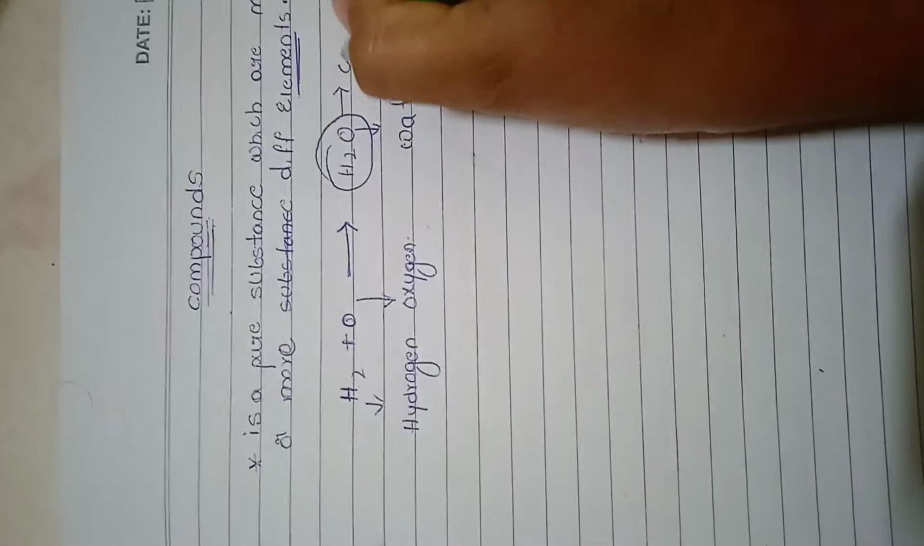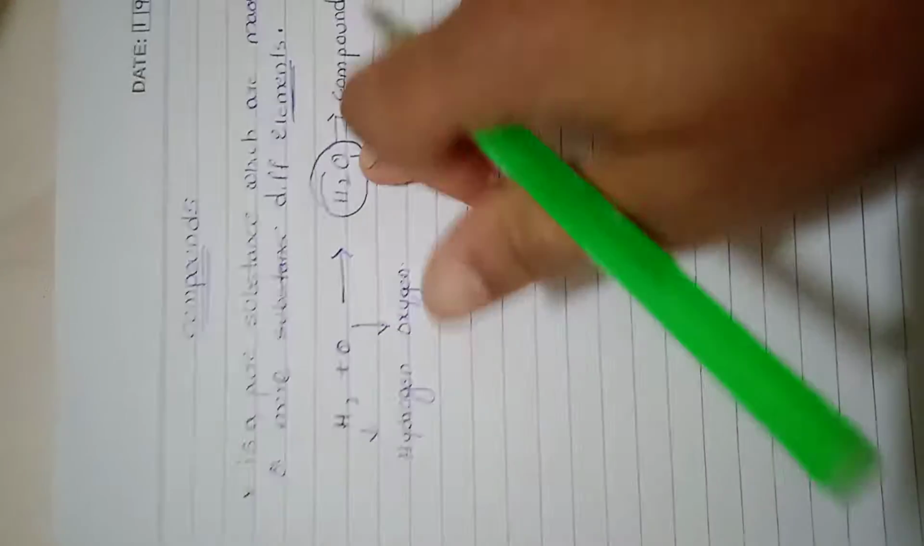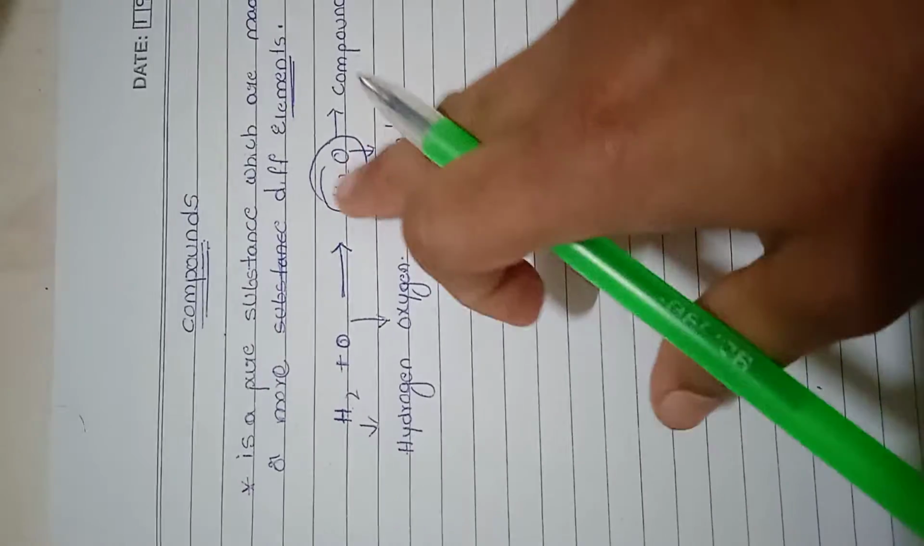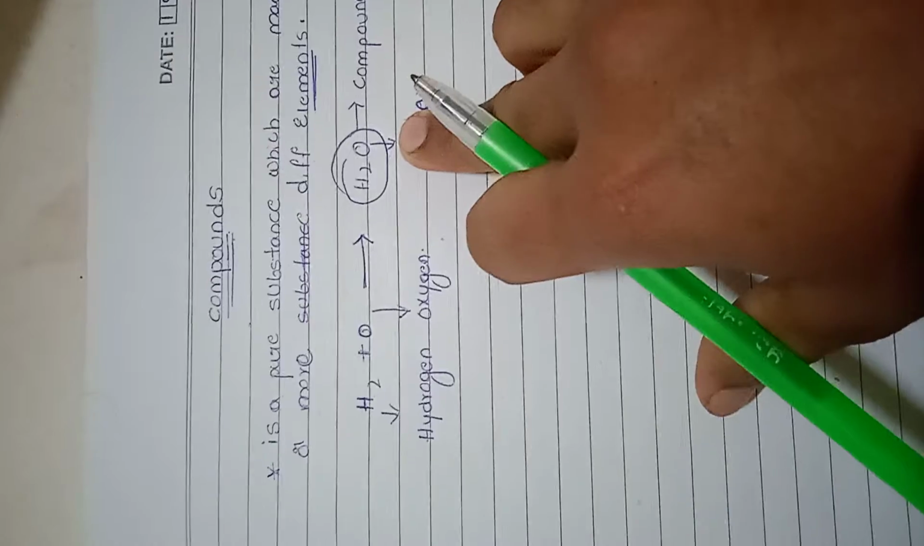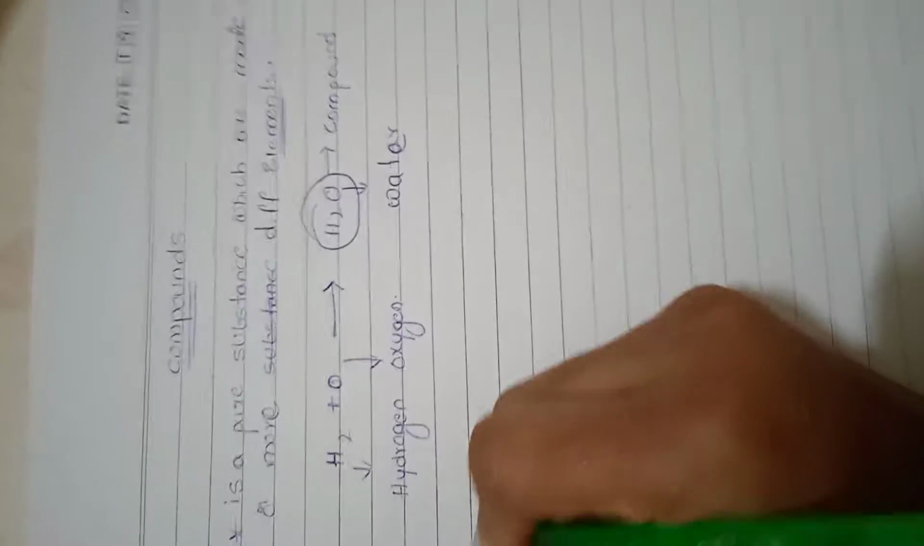This is called a compound. It's a pure substance. Water is a pure substance made up of two or more different elements, and it is called a compound. Got it? This is the definition of a compound. Now we'll see the characteristics of a compound.